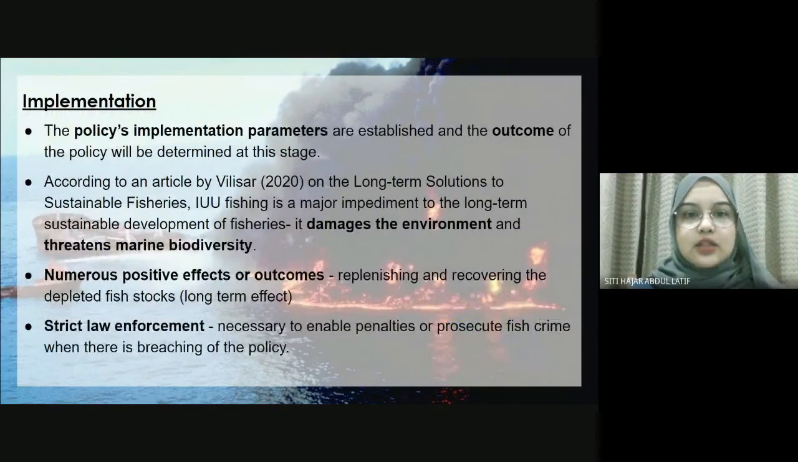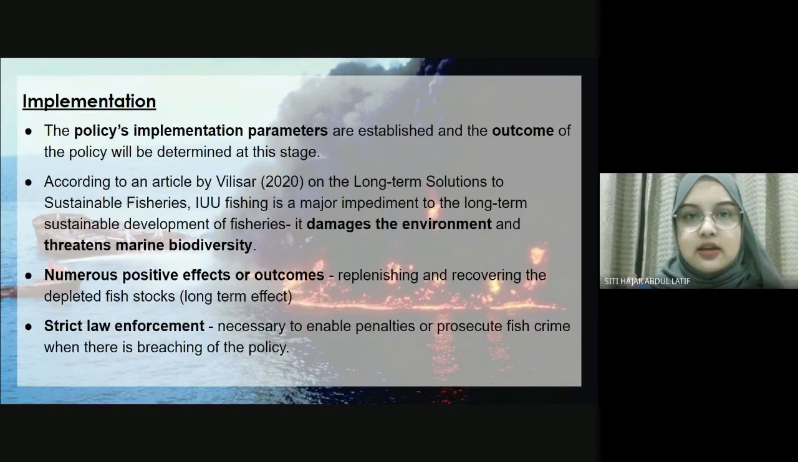The next step is implementation. In implementation, the policy's implementation parameters are established and the outcome of the policy will be determined at this stage. According to an article on the long-term solution, IUU fishing is a major impediment to the long-term sustainable development of fisheries. This is because IUU fishing will damage the environment and also threaten marine biodiversity, as it reverses the effect of implementing policy that aims at preserving fish stock and protecting the ecosystem.